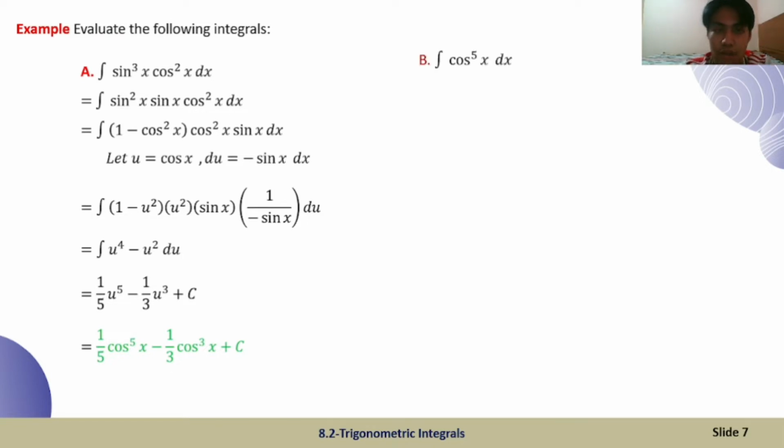Next, the integral of cosine to the power of 5x dx. Now, if you recall from the last slide, case 2, we have a situation where the power of cosine is odd, which is the situation we are facing right now.